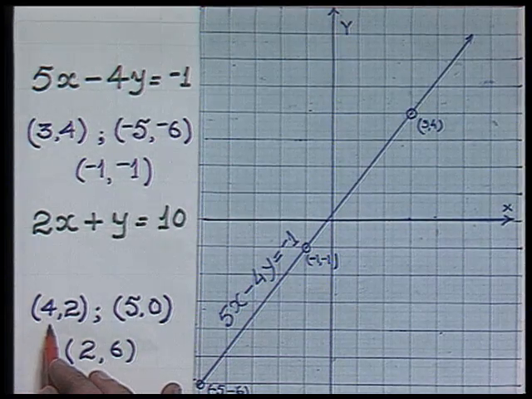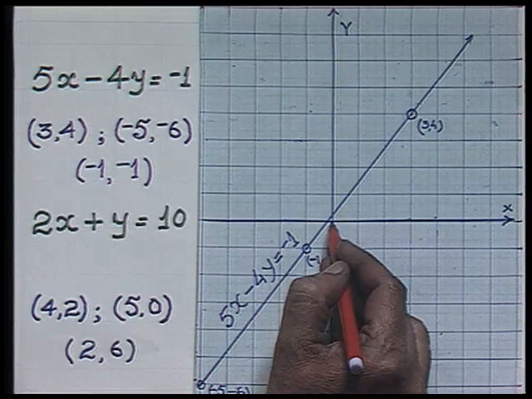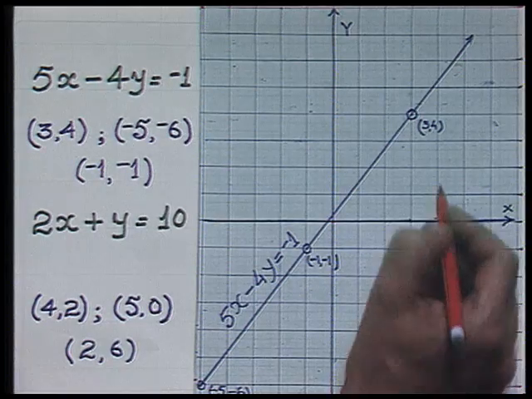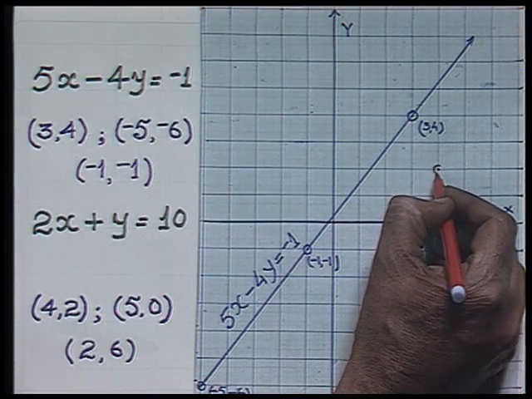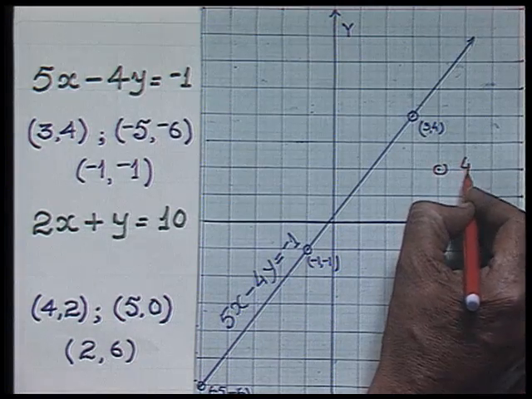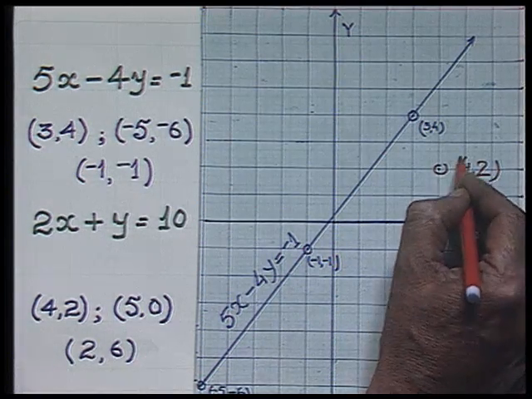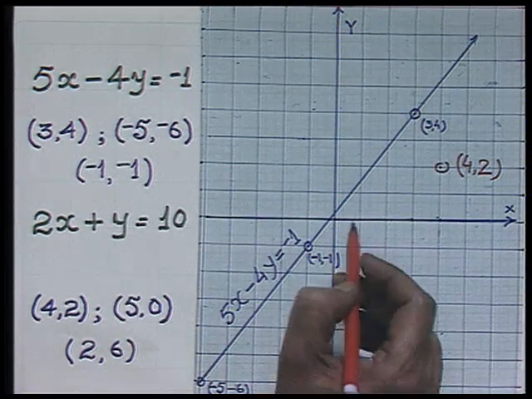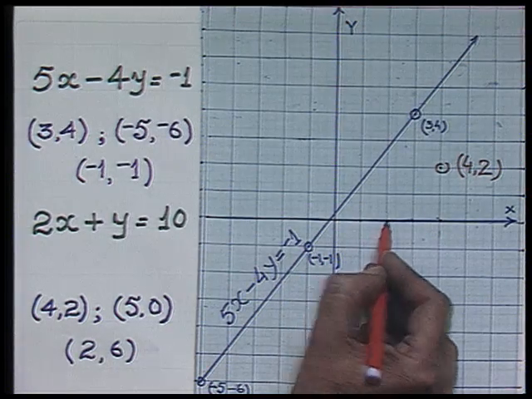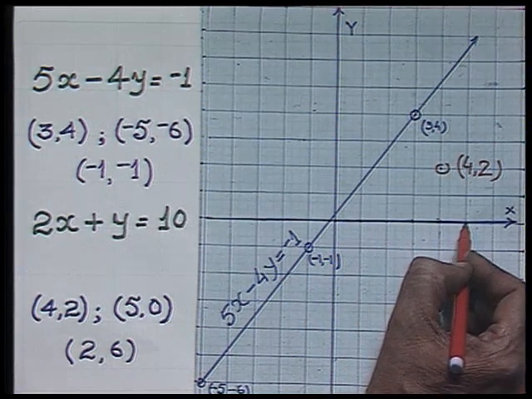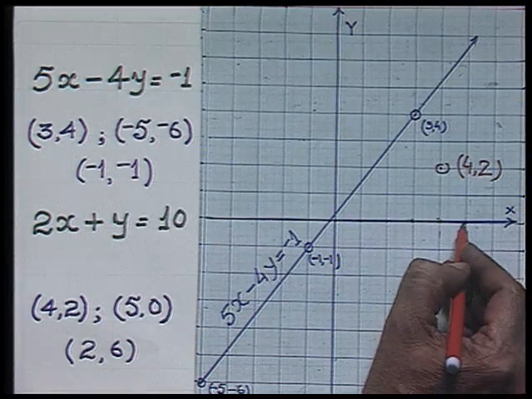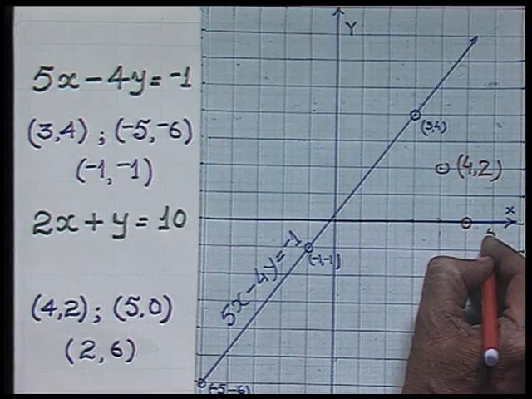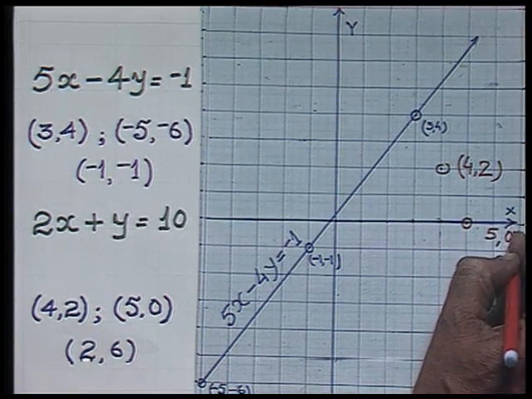For this, the ordered pairs are (4, 2). 4 units again we move to the right of the origin, 1, 2, 3, 4, and 2 units up. So this point is (4, 2). The second ordered pair is (5, 0). So for 5 units, 1, 2, 3, 4, and 5, and since the other coordinate is 0, I need not move up or down. So this point is (5, 0).